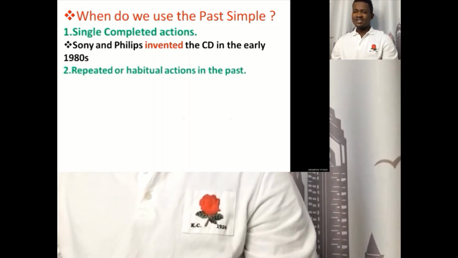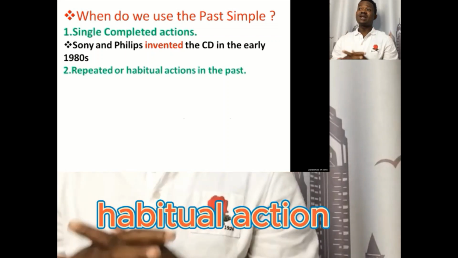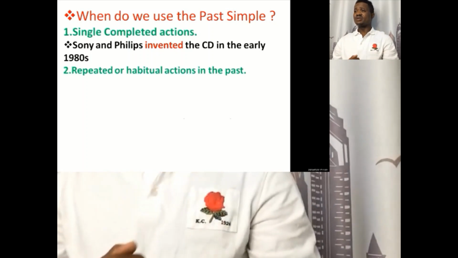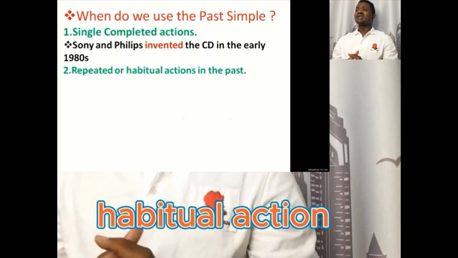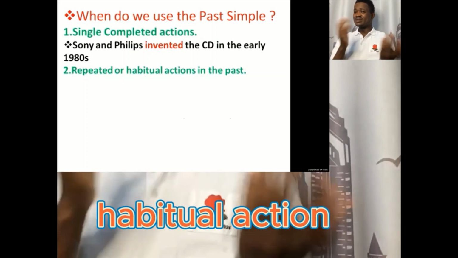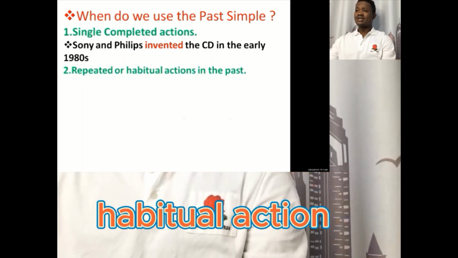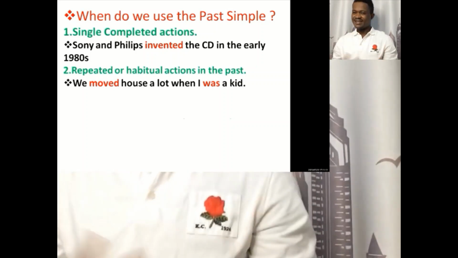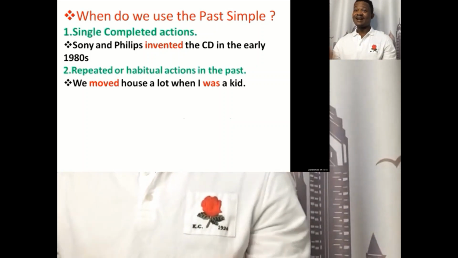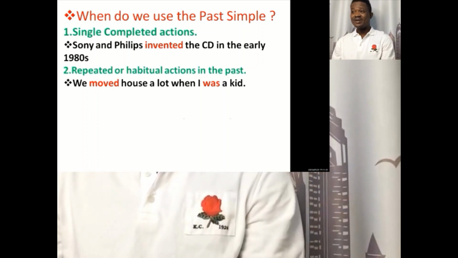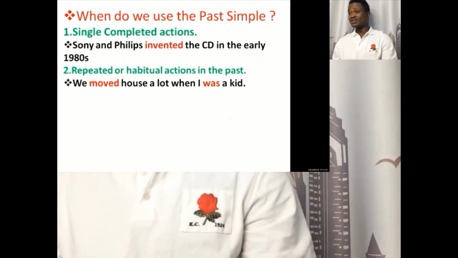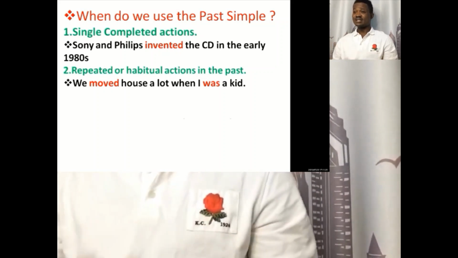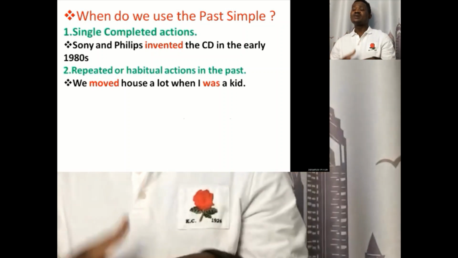Repeated or habitual action in the past. Here we're going to talk about habitual action in the past. Repeated action, we're going to talk about in the next video. Habitual action is something we usually did in the past. Example here: We moved house a lot when I was a kid. Of course, at that time my parents didn't have a house, so we moved a lot, from one house to another. So it's a habit, that's what we call habitual. We moved house a lot when I was a kid.